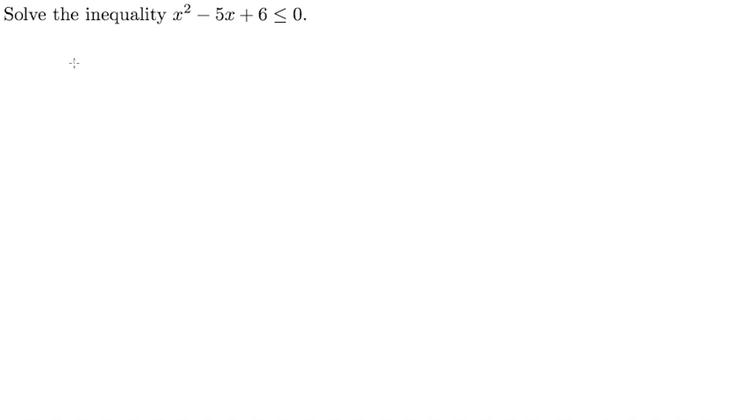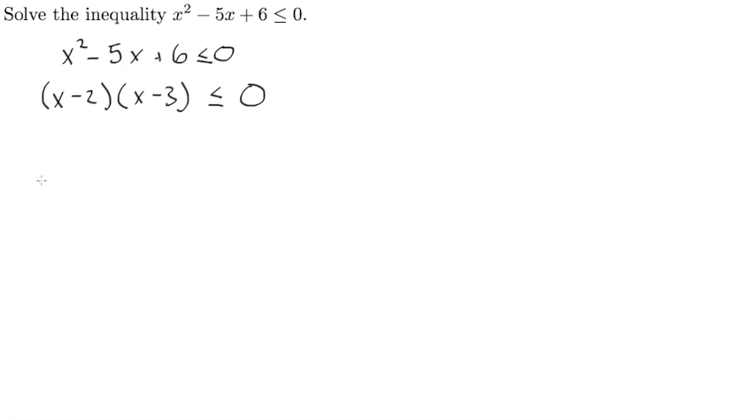Okay, so let's consider the inequality x squared minus 5x plus 6 is less than or equal to 0. So this quadratic, x squared minus 5x plus 6, I hope we recognize as one that we can factor pretty simply. Two numbers whose product is 6 and whose sum is 5, that's going to be 2 and 3. So we have (x minus 2) times (x minus 3) is less than or equal to 0.